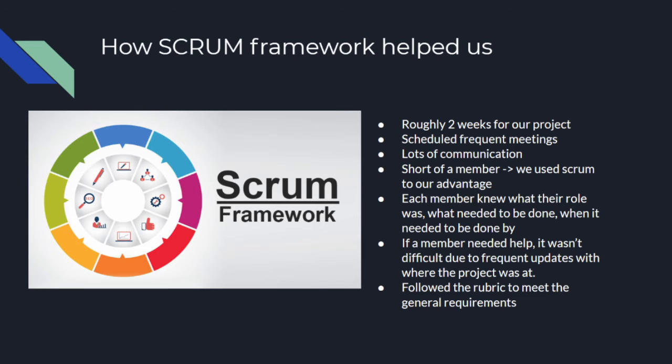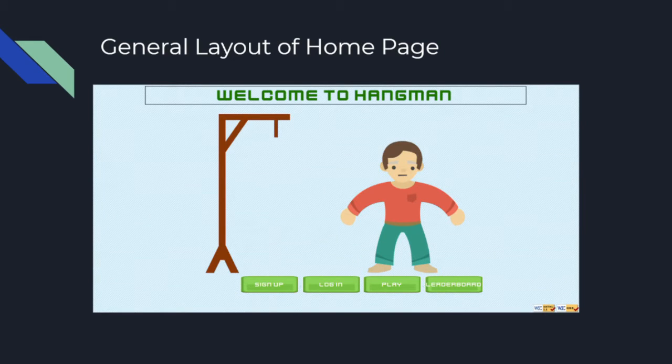So here we just have a general layout of what the homepage looks like. It has 4 major buttons: the sign up button, which will direct to the sign up page, the login button, which will direct to the login page. The play button will only work if you're signed in successfully. And then we also have a leaderboard button. And here at the bottom right, we have the 2 validation buttons for HTML and CSS.